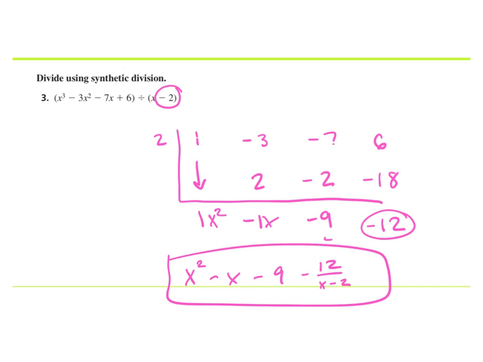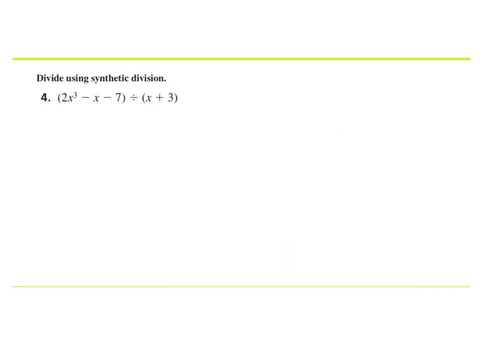Any questions? All right, next one. What goes inside of our box? Are we missing any terms? So we have to put in here a 0x squared. So inside of our box we have 2, 0, negative 1, negative 7.